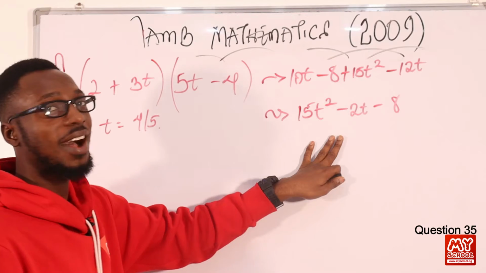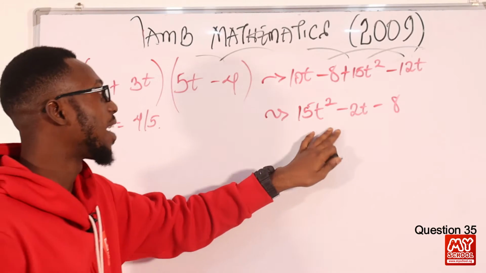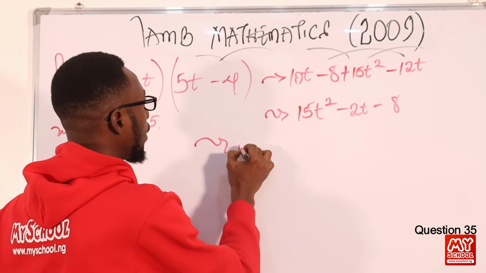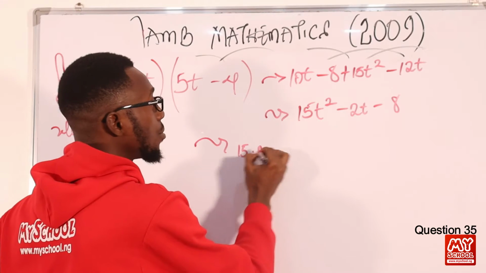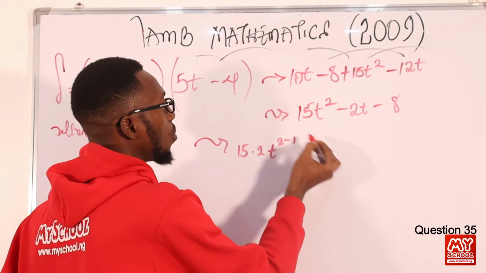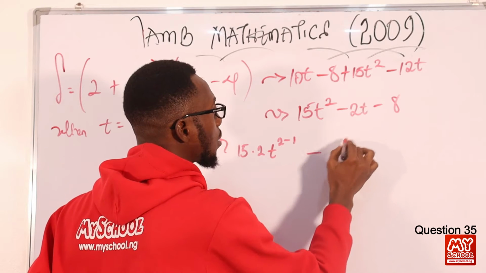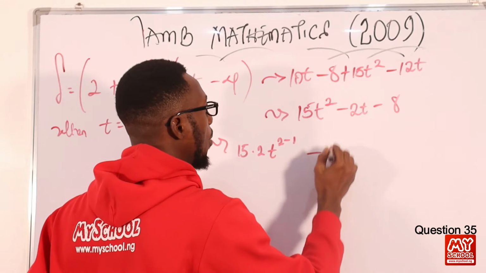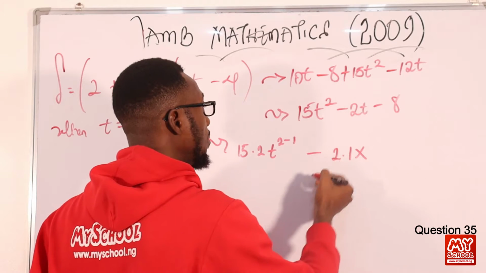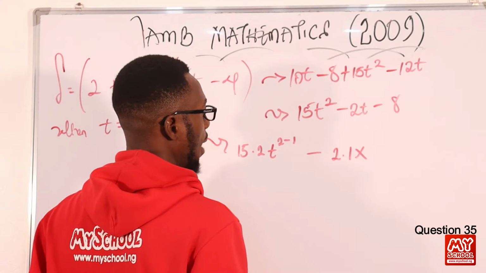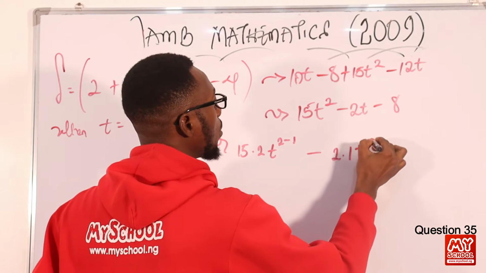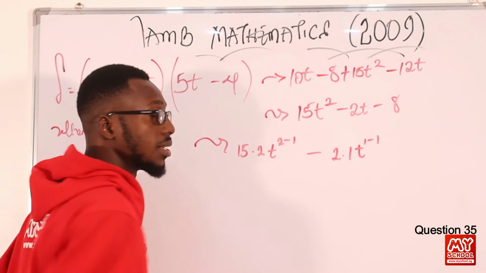So at this point, I have to differentiate. If I differentiate, I should have 15 times 2, t raised to power 2 minus 1. Then I have minus, this is raised to power 1, so 2 times 1, times t raised to power 1 minus 1. Then if I differentiate this minus 8, it should turn to 0.